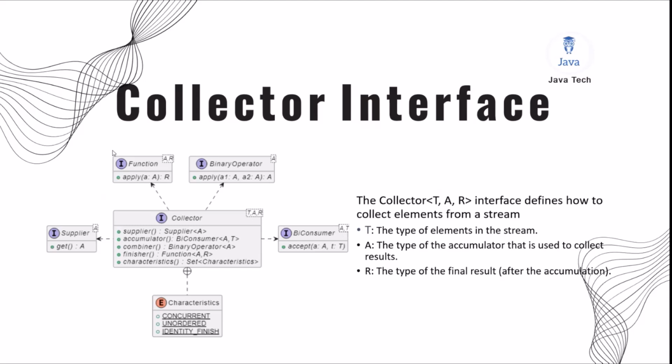On the left side, you can see there is an object-oriented diagram. In the Collector interface, you can see there are 5 types of function: a supplier, an accumulator, a combiner, a finisher, and characteristics. Let's see using an example what each function does and how it is being used.